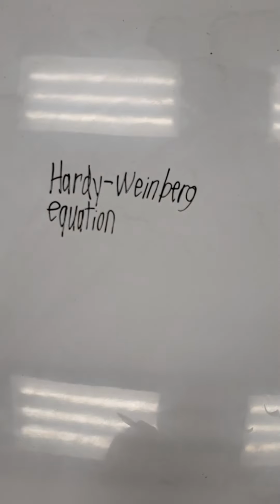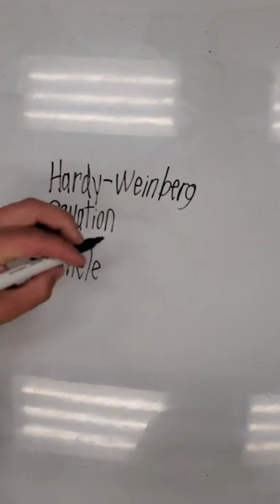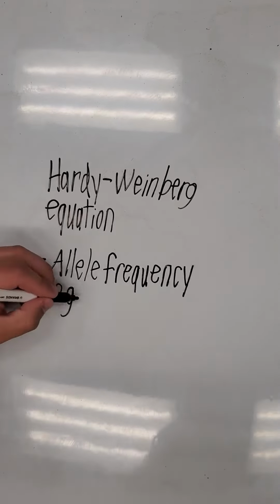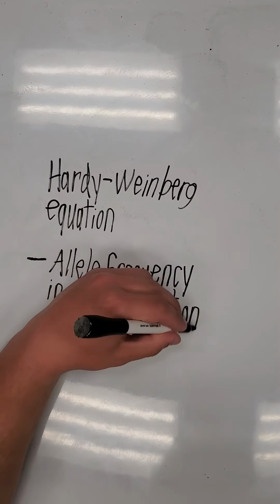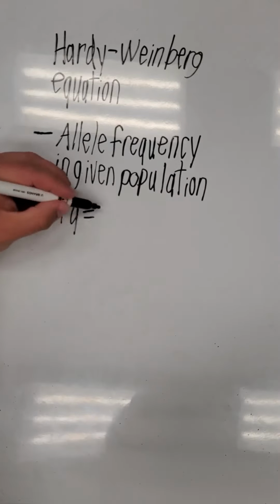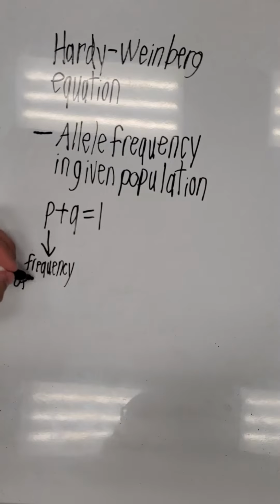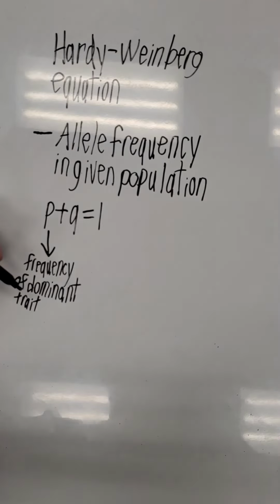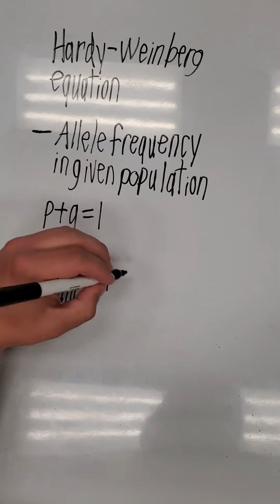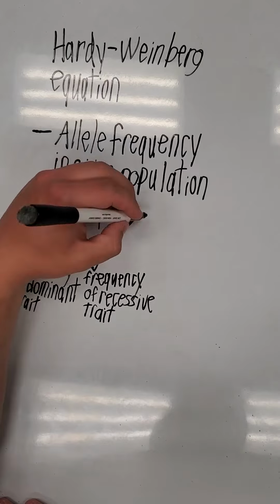And luckily there is the Hardy-Weinberg equation. With the Hardy-Weinberg equation, you are simply looking to see the allele frequencies in a given population. There are two equations that go into this. P plus Q equals 1. P equals the frequency of the dominant trait, and Q equals the frequency of the recessive trait, with 1 equaling all alleles in the population.